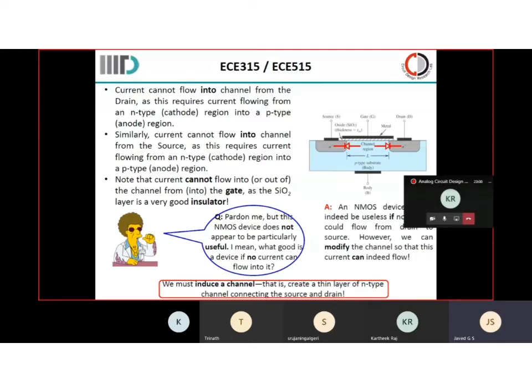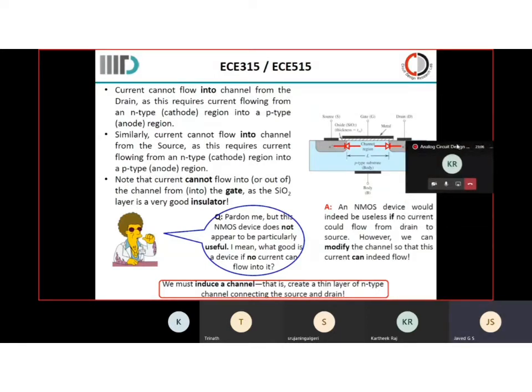An NMOS device may indeed be useless if no current could flow. So there is a method to modify the channel so that the current can flow. The method is that you induce a channel, making a connection between the source and the drain by creating a thin layer of N-type channel between them.